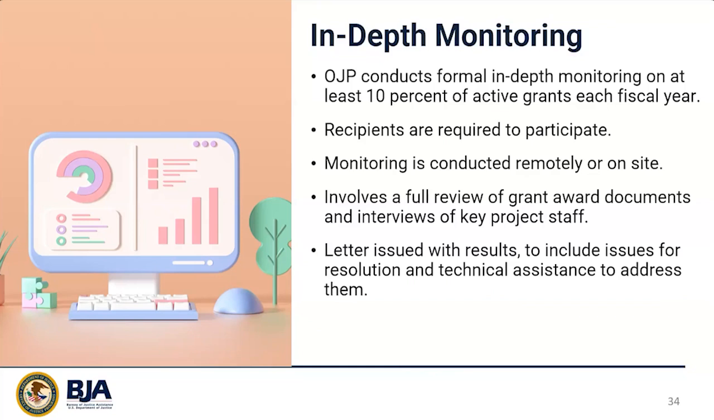OJP conducts formal in-depth monitoring on at least 10% of our active grants each fiscal year. Recipients are required to participate. Monitoring is conducted remotely or on-site. It involves a full review of your grant award documents and interviews of key project staff. A letter is issued with results to include issues for resolution and technical assistance to address them.